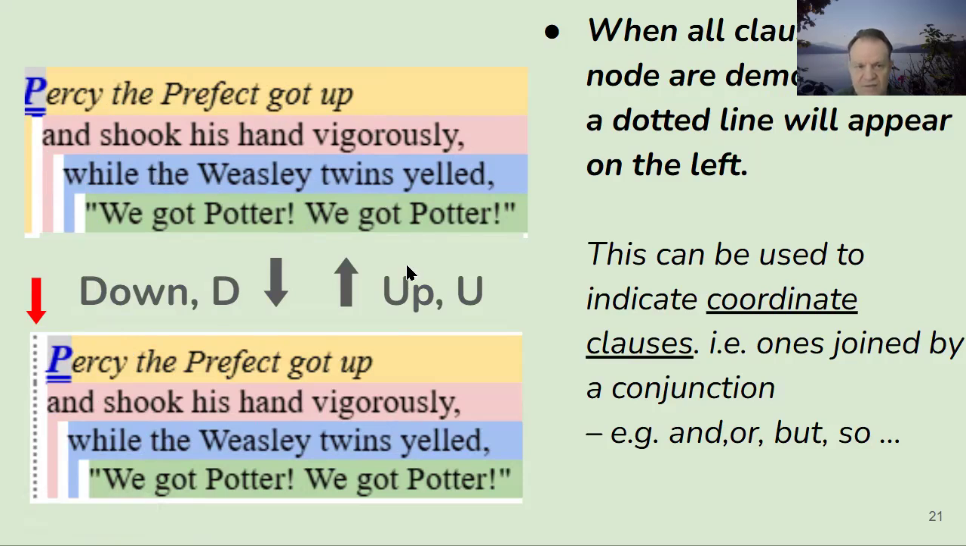Sorry, cancel that. Start again. If we demote this clause, Percy the prefect got up, you can see that clause has been demoted and it becomes a subtree. A dotted line appears here, which means they've all got the same level. So these are Percy the prefect got up and shook his hand vigorously. That is a compound sentence, joined by and here.